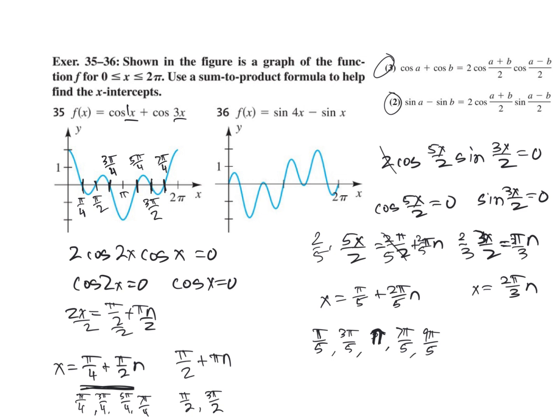Now what about the 2/3? We have 2 pi over 3 plus another 2 pi over 3, which gives us 4 pi over 3. And one more will give us 6 pi over 3, or 2 pi. So those are all the x-intercepts. Let's see how many we have: 1, 2, 3, 4, 5, 6, 7, 8. And that's it. Good job.